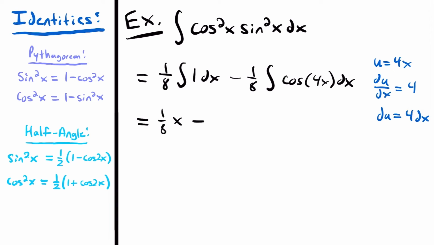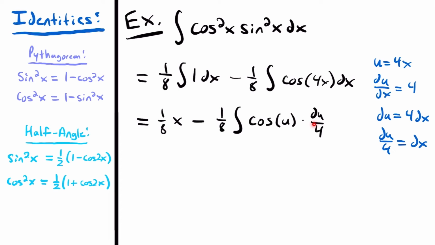So if I divide both sides by 4, we'll have du divided by 4 is equal to dx. And so we can replace dx with du divided by 4 and 4x with u, which means that we'll have 1/8 times the integral of cosine of u times du divided by 4.